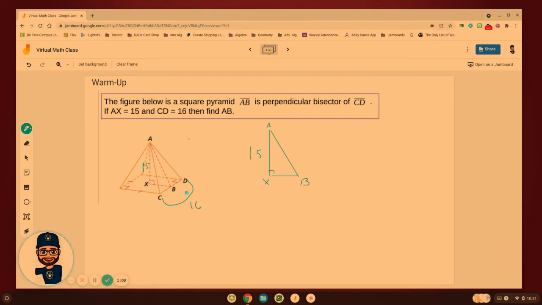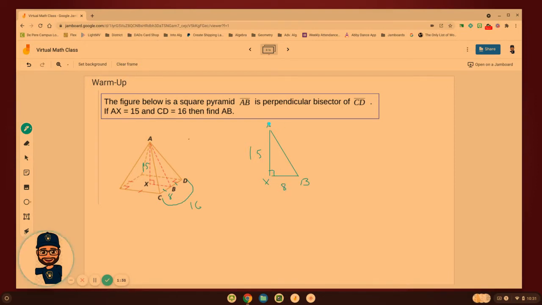All right. Well, we know that this is a square, so all sides are equal. And this is called an altitude that drops right down to the middle, meaning this distance is half of one of the sides. Well, they told me that this is 16. And if this is a perpendicular bisector, each one is 8. So X to B is 8.